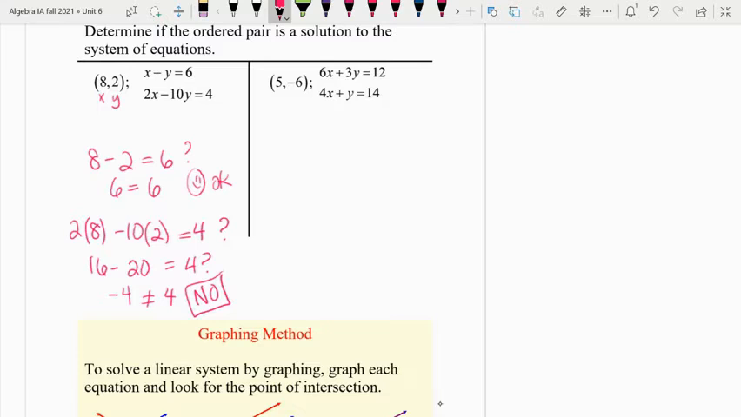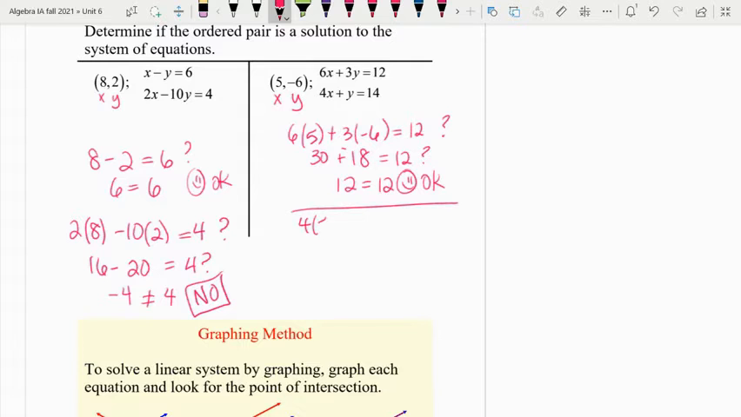The next one, my x is 5 and my y is negative 6. So 6 times 5 plus 3 times negative 6, does that equal 12? So 30 plus negative 18, does that equal 12? 12 equals 12, so far so good. That one's okay. It works in the first equation. How about the second one?